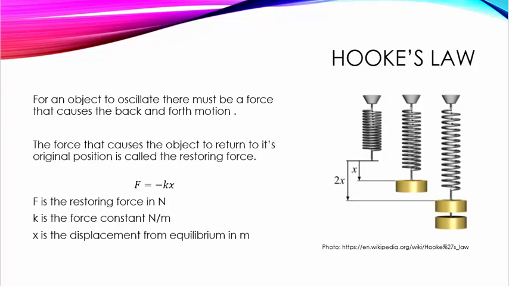The restoring force is measured in newtons, and the spring constant is representative of the strength of the spring, and it's going to be in newtons per meter. And we have a displacement measurement from the equilibrium position. So the unstretched, relaxed spring would be the equilibrium position, and then how far you stretch it is the displacement.